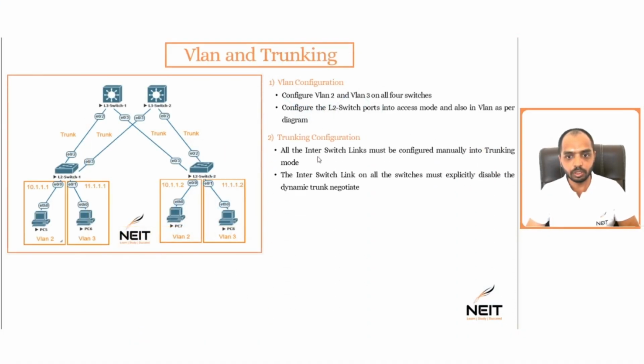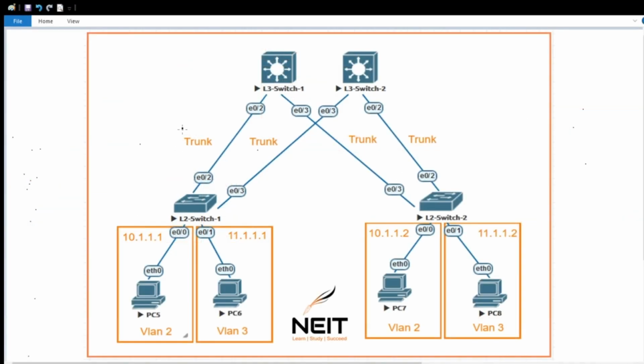Now the next task is for the trunking. All the inter-switch links must be configured manually into trunking mode. Also, all the inter-switch links on all the switches must explicitly disable dynamic trunk negotiation. So we have to disable DTP here. These are my 4 links. We have to configure them into trunking mode and also disable DTP.